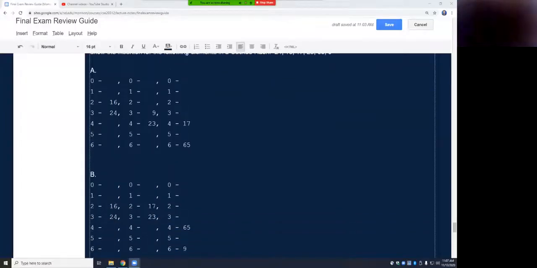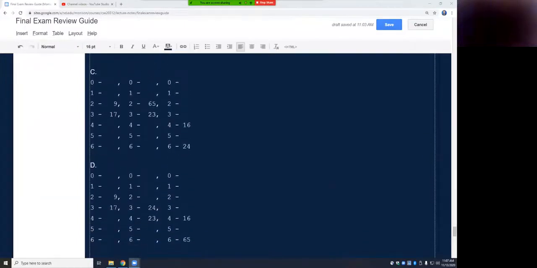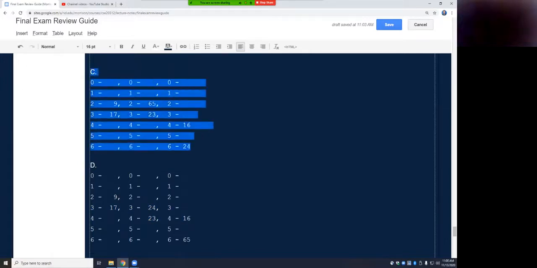Right off the bat, we see A and B are not the correct answer because we need 9 and 17 here. We see that C and D both have 9 and 17 in the first hash. And then we see that 65 and 23 are in the second hash, which is what we want. And then 4 and 6 contain 16 and 24. Therefore, C is the correct answer.